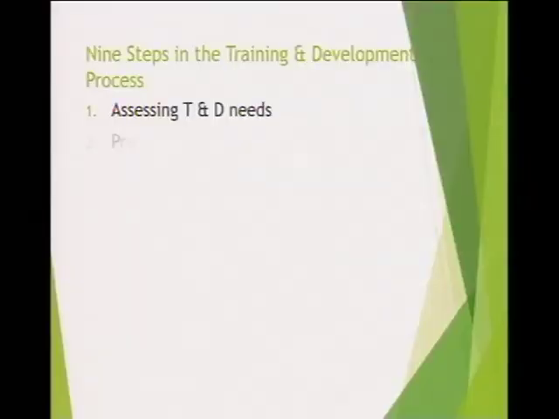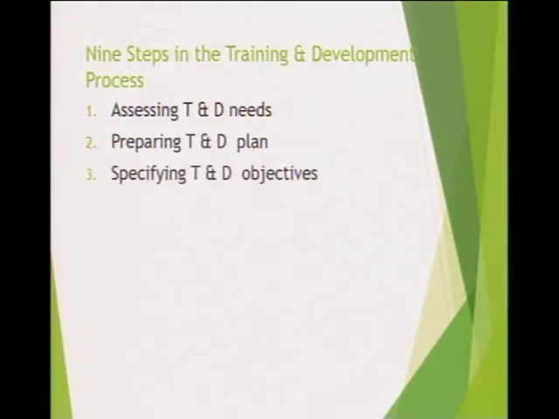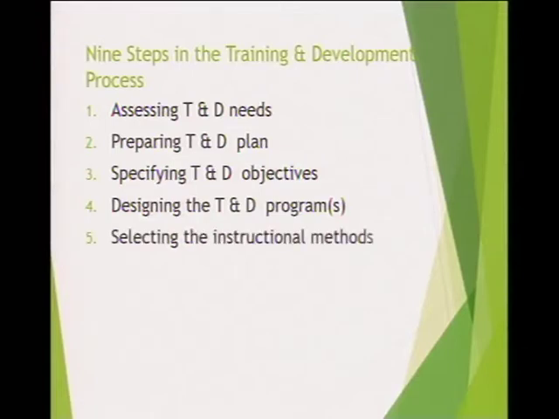So there are 9 steps in the training and development process that we need to take note of. The first step, we talked about it, we assess training and development needs. The second one, we prepare training and development programs or plans. The third one is we specify the objectives. The fourth one is we design the training and development programs. The fifth one, we select the instructional methods.